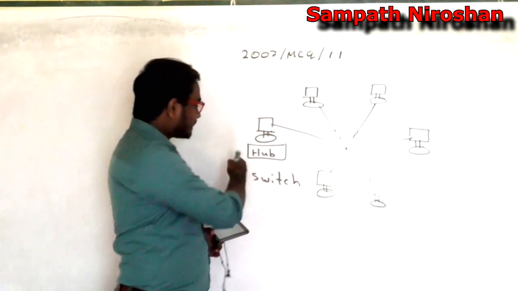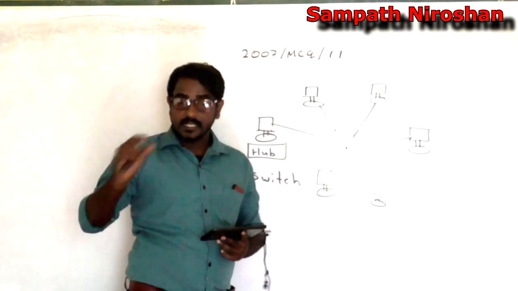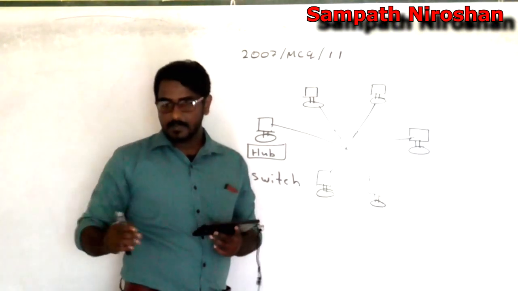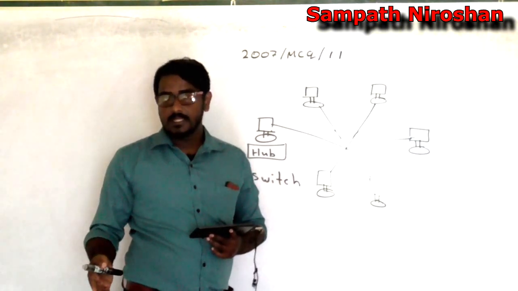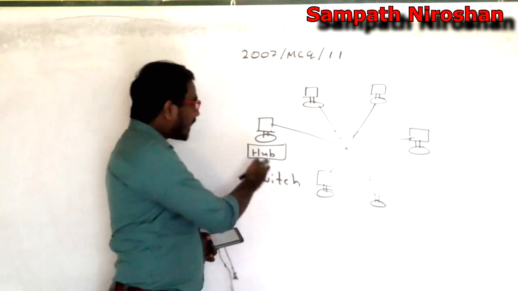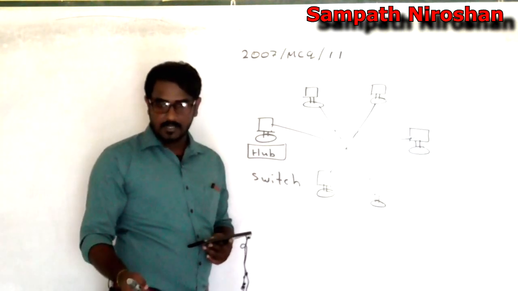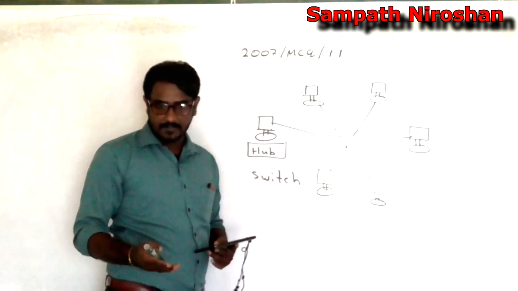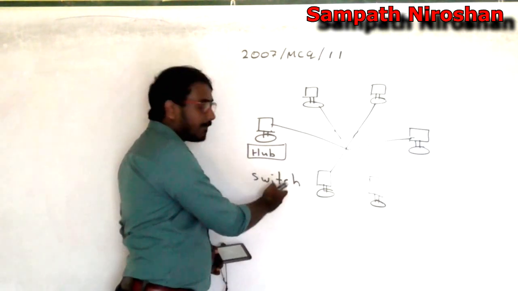A hub has many ports where you can connect many computer devices that are capable of working with the network. Not only computers, it can be printers, networked printers, networked scanners. So there's no limit to the things we can connect with the hub. If the device is capable of working with the network, then you can use either a hub or a switch.